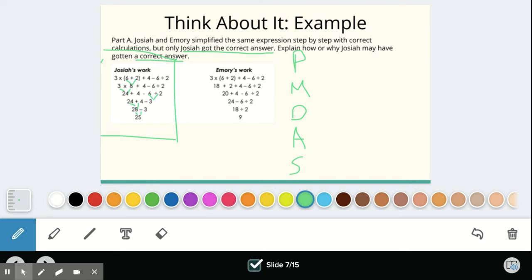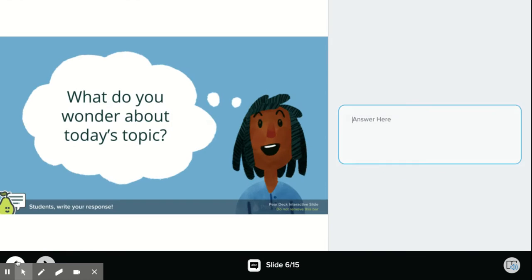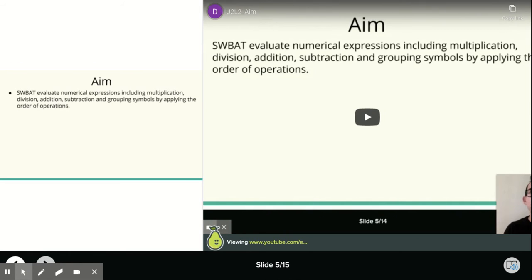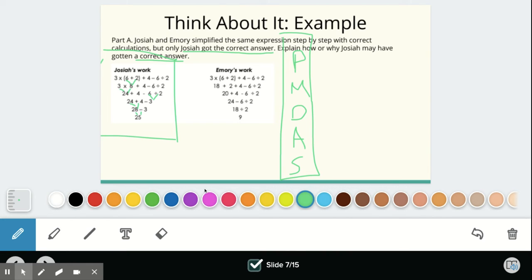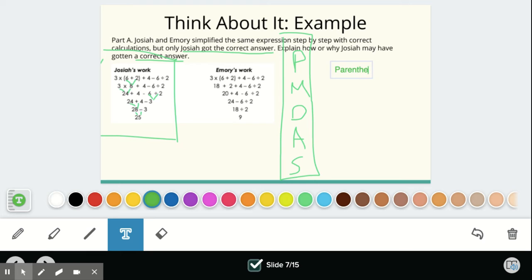All right. So this is the main strategy you want to use when doing order of operations, okay? So going back to our aim, whenever you have numerical expressions with multiplication, division, addition, subtraction, and grouping symbols, we're going to use a strategy very similar to this. I'm going to type it up right over here. And here we go. So the first thing that you always want to do is whatever is inside the parentheses. That's always going to be the very first step, which is what Josiah did.